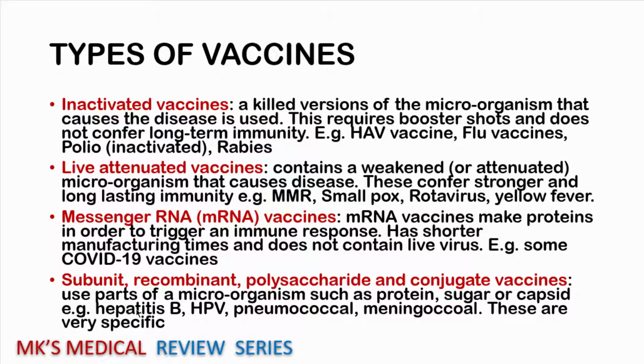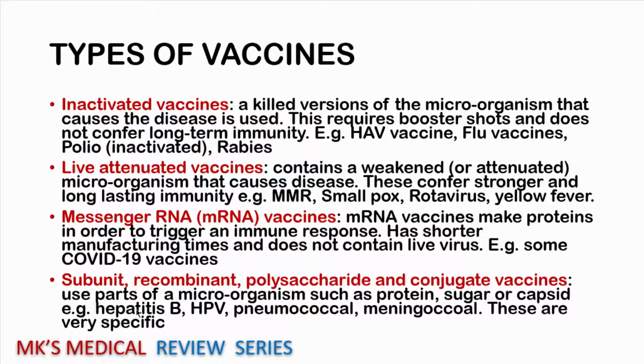So this is done with hepatitis A vaccines, it's done with flu vaccines, it's done with polio vaccines, it's done with rabies. Then the second type of vaccine is known as a live attenuated vaccine. These are actually going to be containing weakened or attenuated microorganisms that have the propensity to actually cause disease. The advantage of these is that they're going to be conferring a much stronger and long-lasting immunity as compared to the inactivated vaccines.